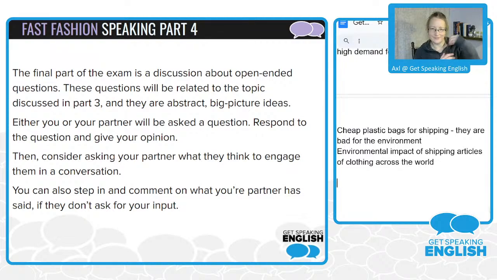What's going to happen is the examiner is going to ask either you or your partner a question. That person should respond, give their opinion, and then that person can ask the other candidate their opinion and engage them in a conversation. If not, the examiner will ask them the same question, but the idea is to have a conversation about the question. And a final point, this topic is going to be related to whatever you talked about in part 3 of the exam.